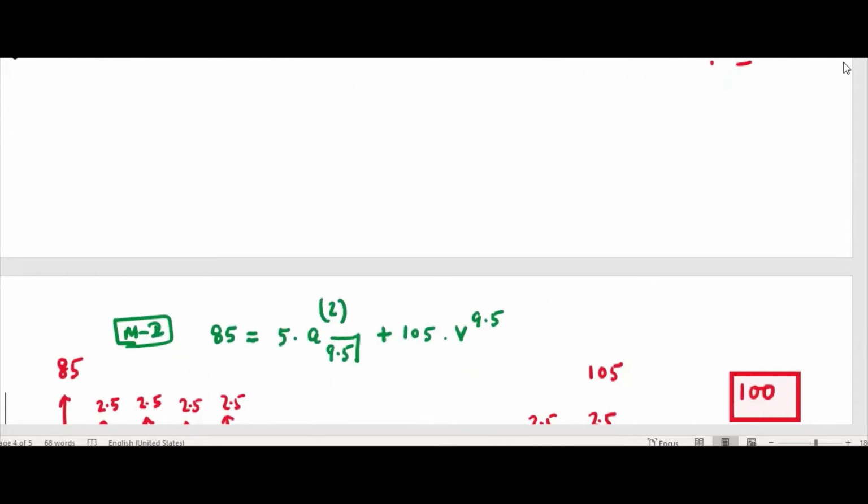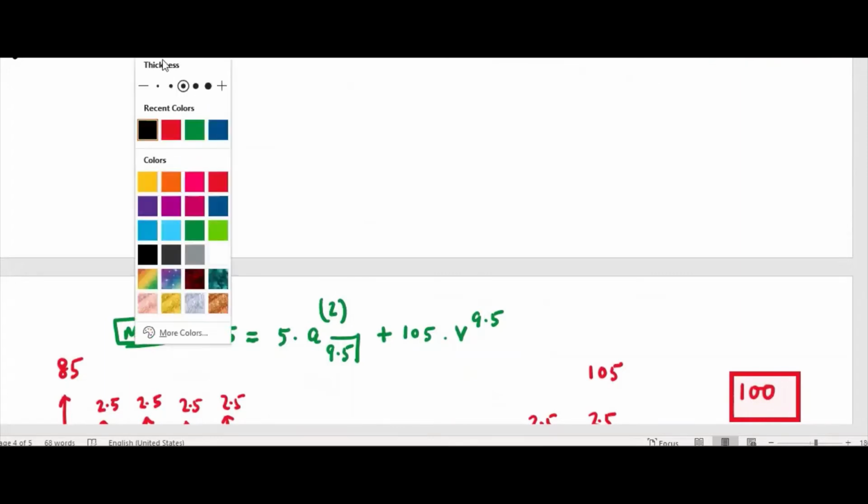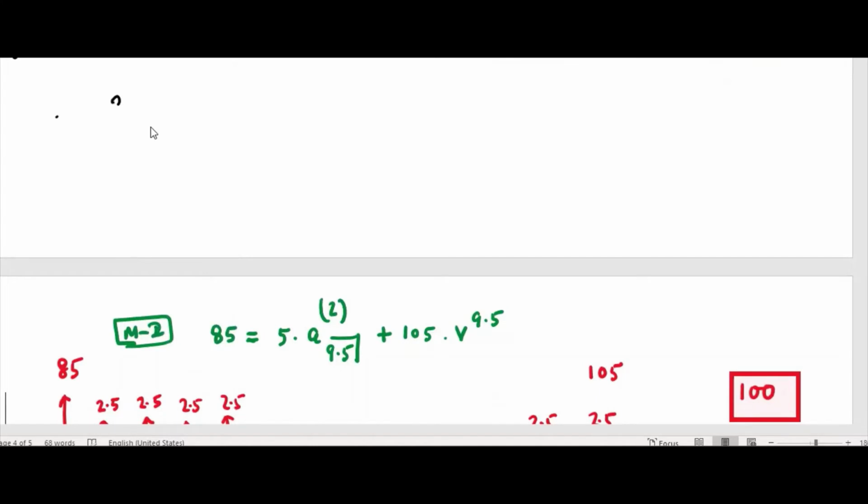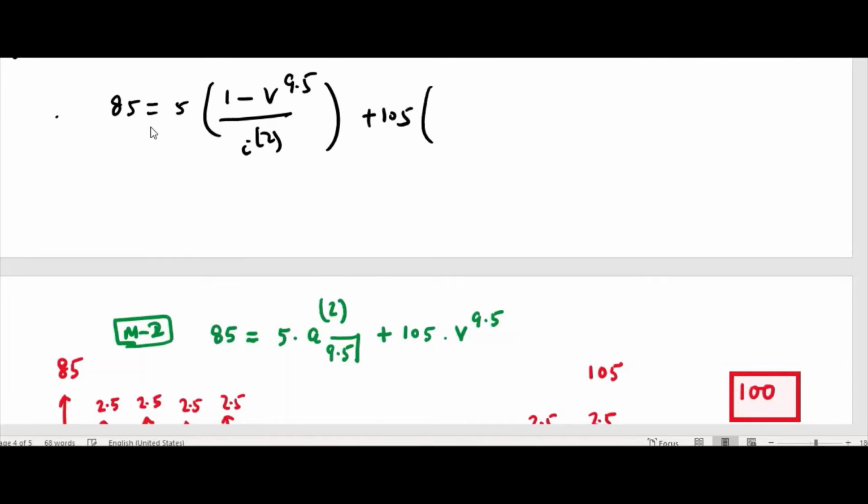Let's write the equation and see what problem you might get. Here 85 and here v power 9.5. Here also you should write 1 minus. So if you solve this equation directly, you get i.